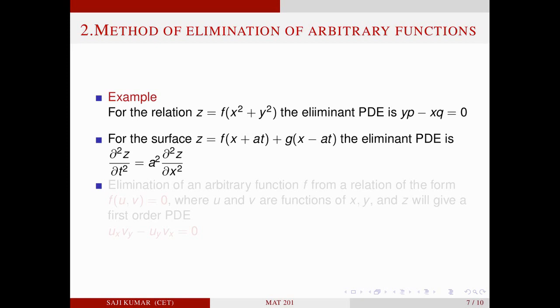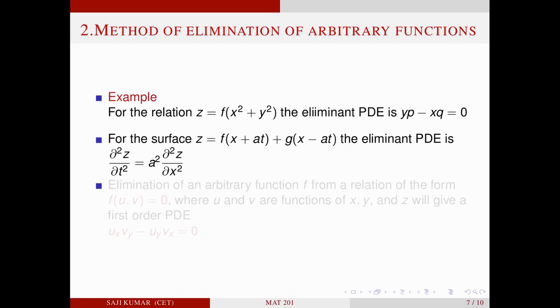For the three-dimensional surface z is equal to f of x plus at plus g of x minus at, the eliminant PDE is the second order partial differential equation dou square z by dou t square is equal to a square into dou square z by dou x square. Here note that we have two arbitrary functions f and g and two independent variables.